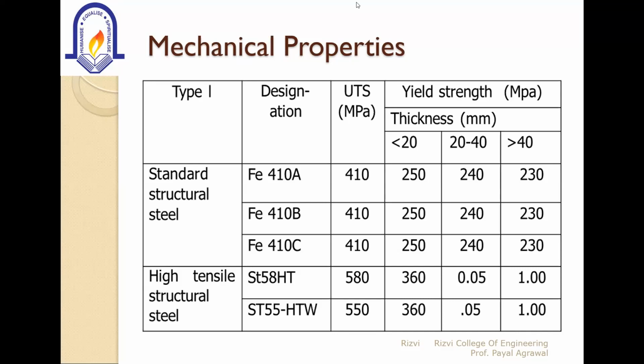Again, based upon the thickness, the high tensile structural steel also has different yield strengths. As you can see in this table, for ST58HT, the high tensile strength, if the thickness is less than 20, it is 360, and if the thickness is between 20 to 40, it is 0.05, and if it is greater than 40, the yield strength is 1. So no need to write this table. Already it is there in your IS code.